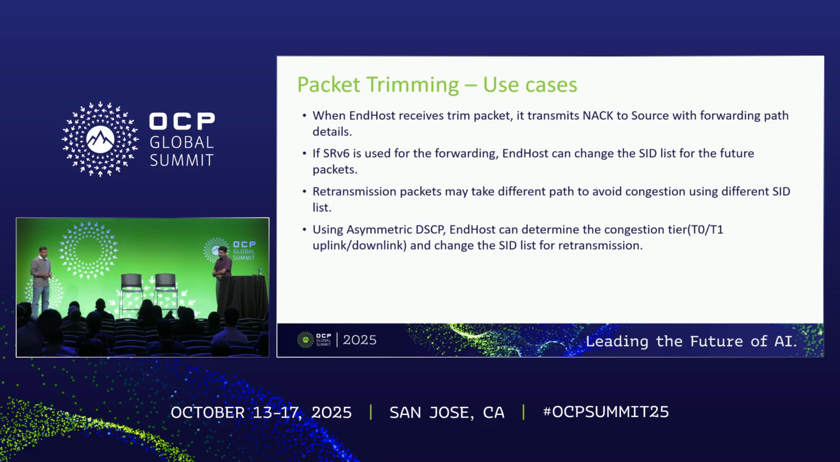In this case, let's say the receiver end host receives the trim packet. That means a congestion happened in the network. So based on the DSCP value received by the NIC, it immediately transmits the trim NAC to the source with the SRv6 segment list ID. Once the source receives the trim NAC, it can retransmit the packet immediately using a different path by attaching a different SID list.